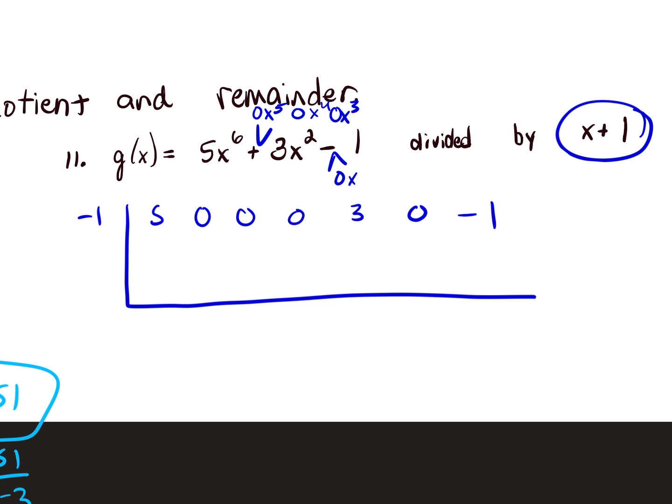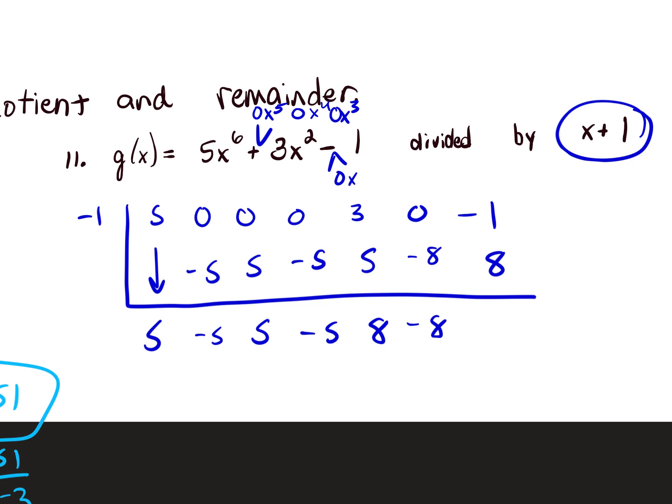Don't rush it. We're going to drop down the 5, multiply, add, we get negative 5, multiply, positive 5, add, we get 5, multiply, negative 5, add, negative 5, multiply, positive 5, add, 8, multiply, negative 8, negative 8, positive 8, and 7. Does everybody agree?